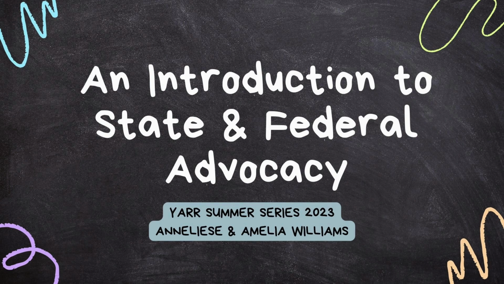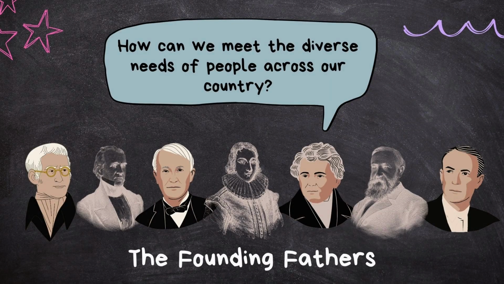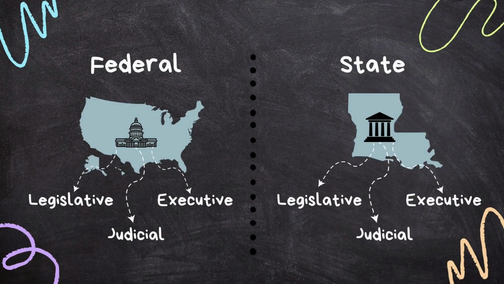In today's video, we will be talking about the similarities and differences between federal and state governments and how that impacts rare disease policy. When the Founding Fathers wrote the Constitution many years ago, they knew the United States was too big and too diverse for a one-size-fits-all government. So they divided power between state and federal governments, each with their own legislative, executive, and judicial branches.